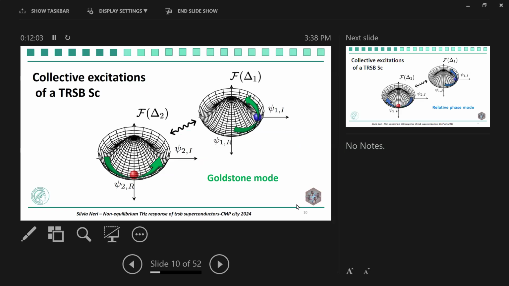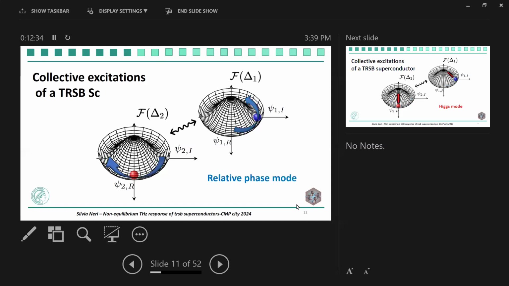So I'm just pictorially drawing this Ginzburg-Landau for the first order parameter, this Ginzburg-Landau for the second one. And please note that the equilibrium positions are one purely real, the other one purely imaginary. There's some competition between the two. And now a Goldstone mode of the system would be the feature in which these two equilibrium positions are moved along the rim, both clockwise or both anti-clockwise. This is a Goldstone mode of the system.